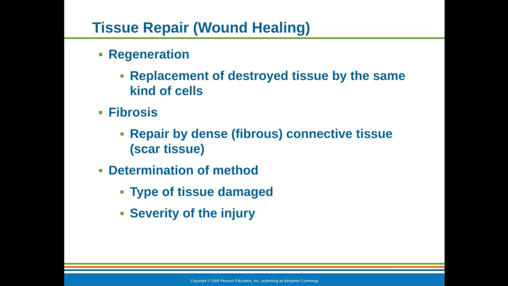Okay, so very quickly, I'm going to go through tissue repair. Okay, so we have regeneration and fibrosis. Now, when we have regeneration, this is replacement of destroyed tissue by the same kind of cells. So this occurs when you have a basic scrape on your knee, your elbow, maybe a paper cut, something like that. Those are able to regenerate.